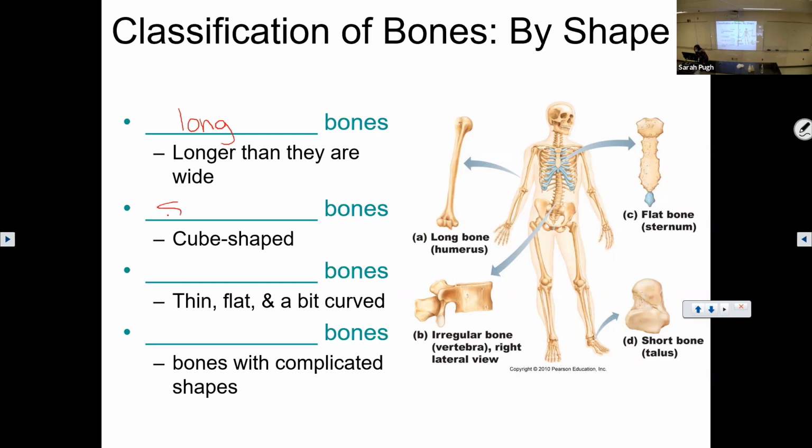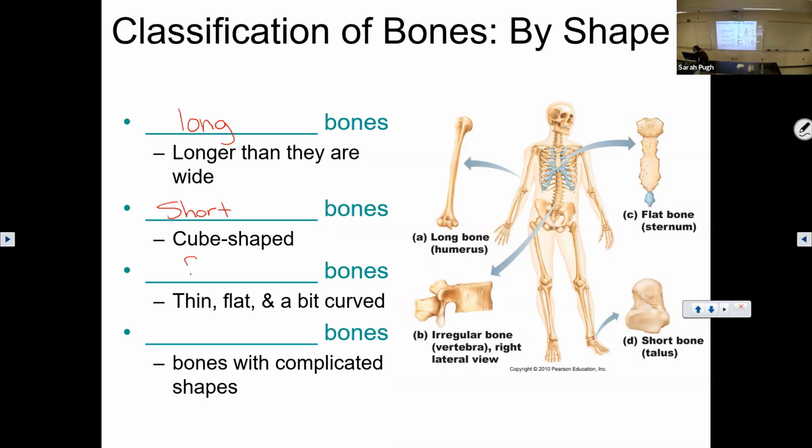We also have short bones. These are cube shaped. They are about as long as they are wide. Can anyone give me an example of a short bone? Carpals, which are in your wrists, and one other place. Tarsals, and that's it. Carpals and tarsals. Those are the only short bones in the body.